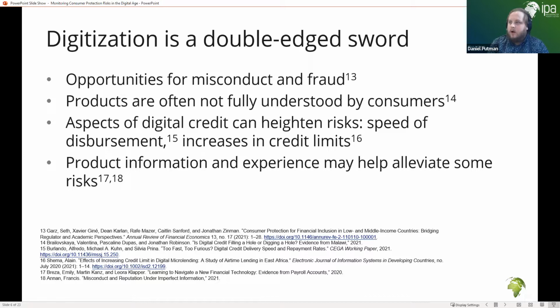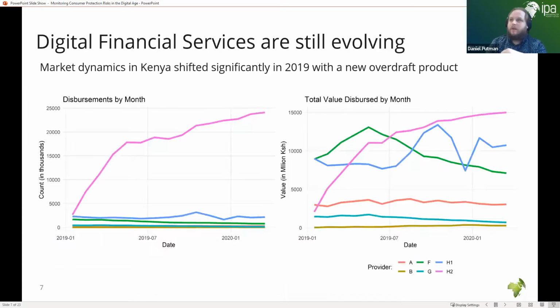And then of course there are solutions that are being tested. The increase in product information and experience can also help alleviate some of these risks, but there are risks, there are reasons to monitor. And then just the last thing.